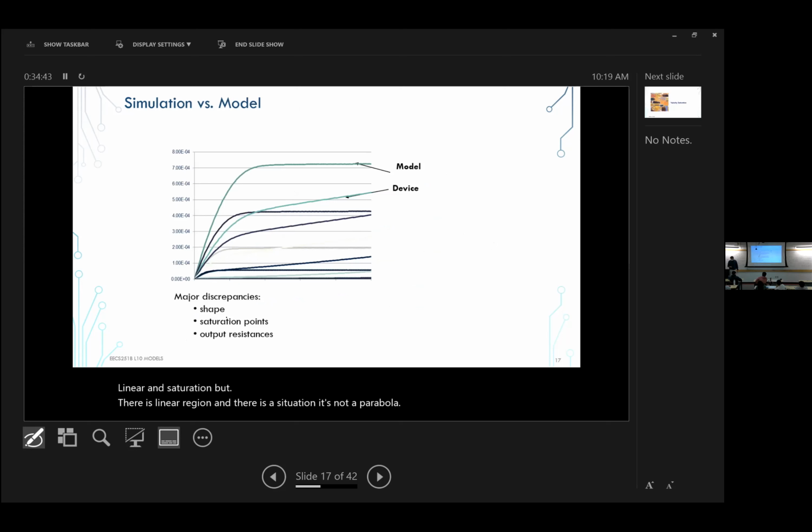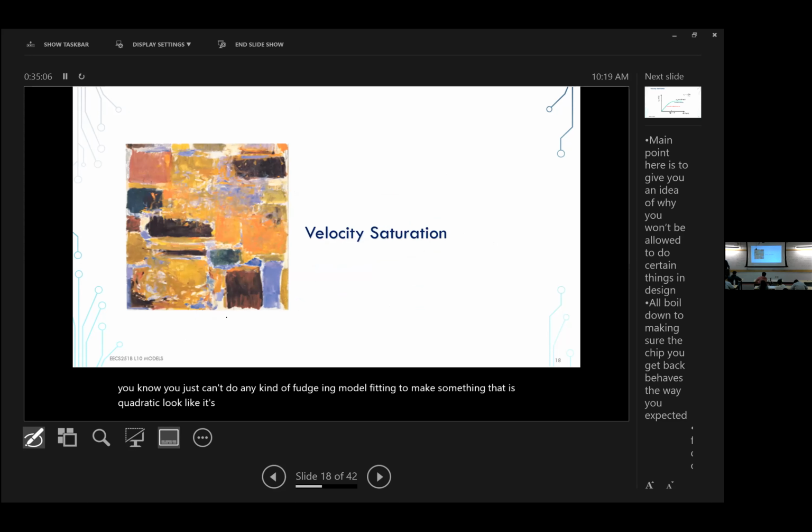What's the reason for this? It is velocity saturation, as we all know. There is no way to fudge this quadratic model to fit the velocity saturation model. You just can't do any kind of fudging, model fitting, to make something that is quadratic look like it's linear. All right. So we need to develop a different model for velocity saturation.